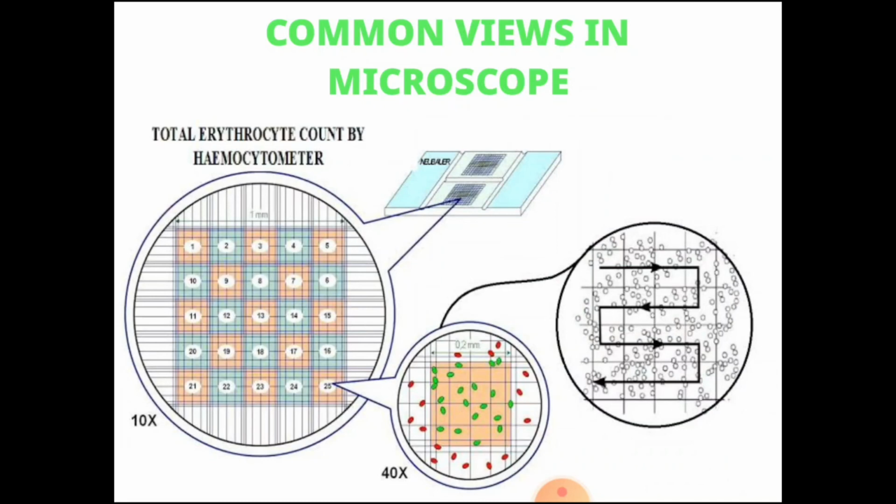Now this picture shows the Neubauer chamber. When we use the low power objective, the central 1 millimeter square of the Neubauer chamber looks like this, and when you use the 40x lens, that means the high power objective, the different cells inside the counting chamber look like that.